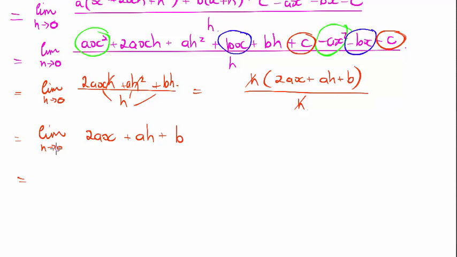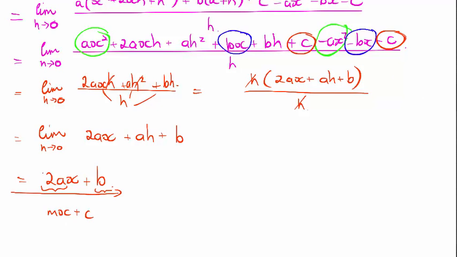Now, when I substitute, am I allowed to substitute my h with 0 now? Yes, so now I just get 2ax plus b. And this has the form of mx plus c. Do you see? Mx plus c. So the derivative of a parabola is a straight line.